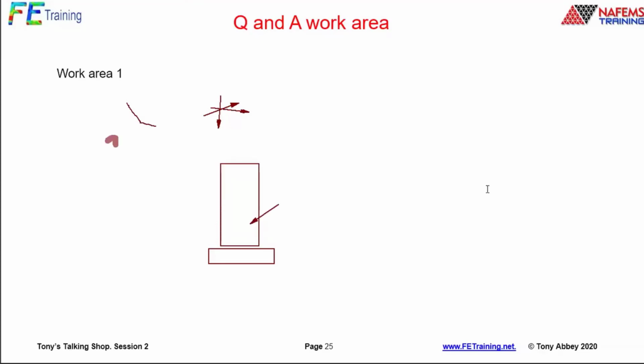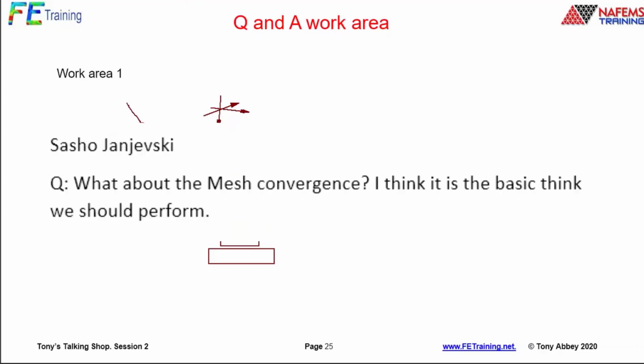What about mesh convergence? I think this is the basic thing we should perform. I mentioned this in passing. This is stress jumps, that's essentially what I'm talking about there. After I've done my maximum deflections, maximum stress, location, and so on, I did mention I'd also want to look for stress jumps. I look at the region of high stress and quickly flip between stress averaging on and off. If I saw huge jumps there, I've got to refine the mesh.